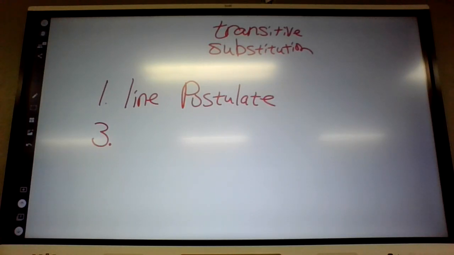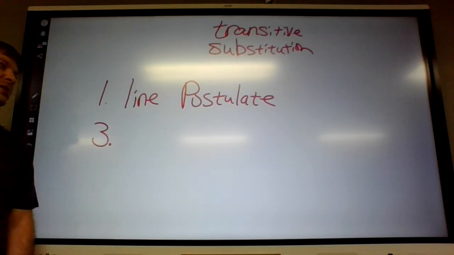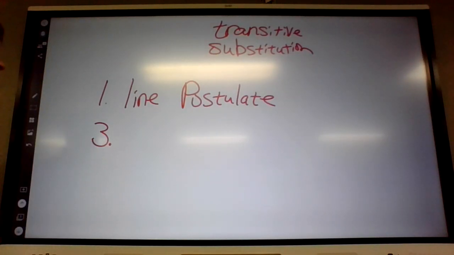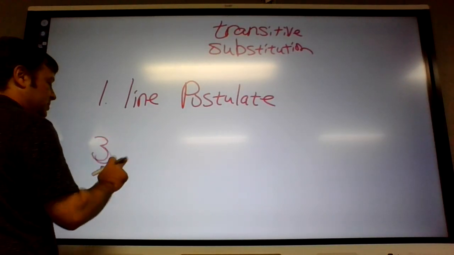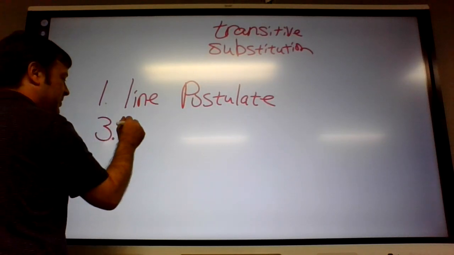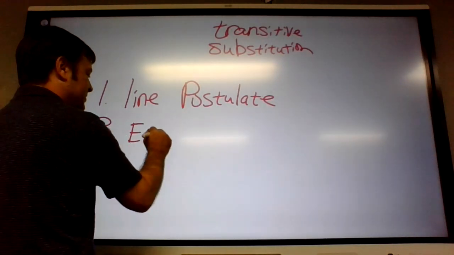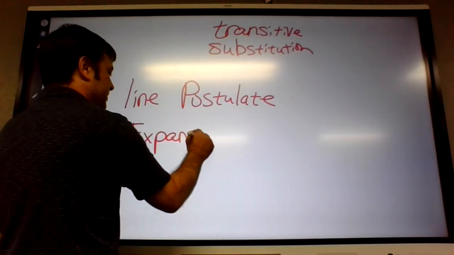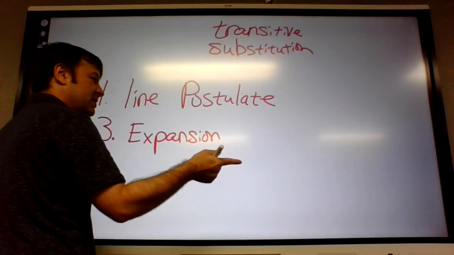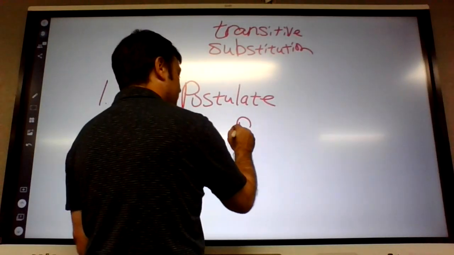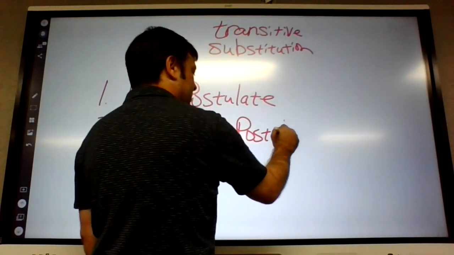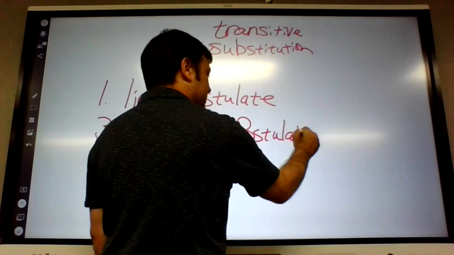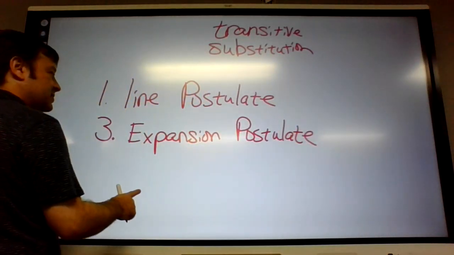Okay, number 3, given plane P, the plane contains at least 3 points. So which postulate says a plane contains at least 3 non-collinear points? Expansion postulate. The plane postulate kind of says the same thing but backwards. It switches the if and then, does the converse thing. But the expansion postulate says any plane contains at least 3 points.